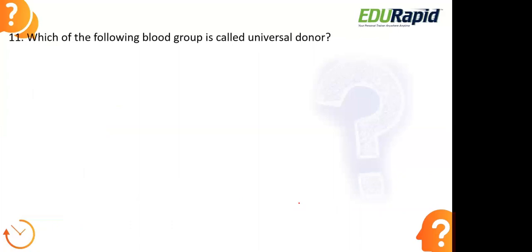Which of the following blood groups is called universal donor? A positive, B positive, O positive, AB positive.